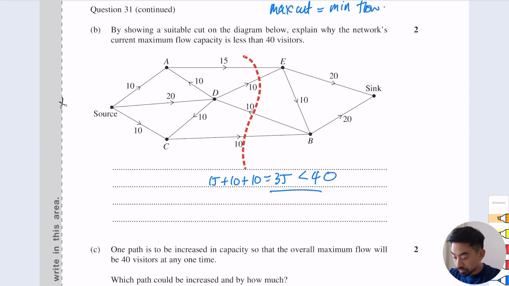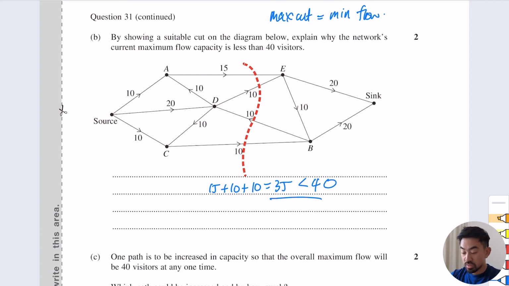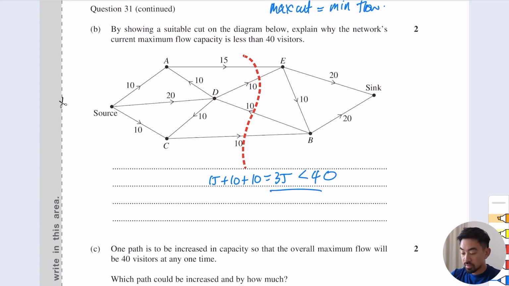Okay, so what we need to do here for C is we basically need to increase one of these 3 edges because that's where the minimum cut doesn't meet our requirement of 40 visitors. So if we look at these systematically, i.e. one at a time, this edge and this edge, AE and DE, both go into vertex E, which adds up to an input of 35. And we've got an output here of 30. So it's already maxed out.